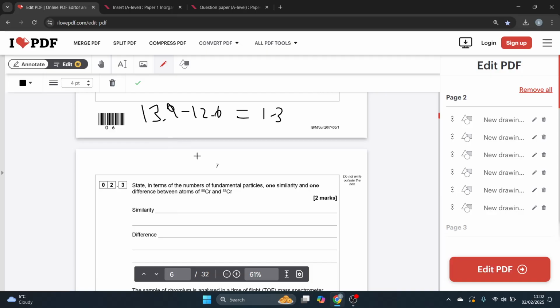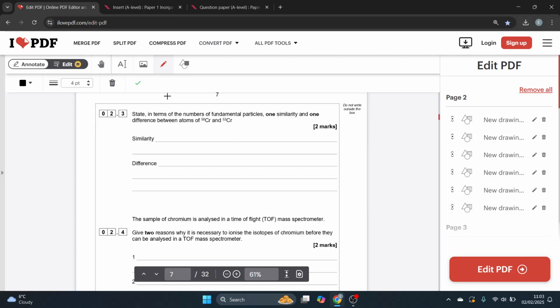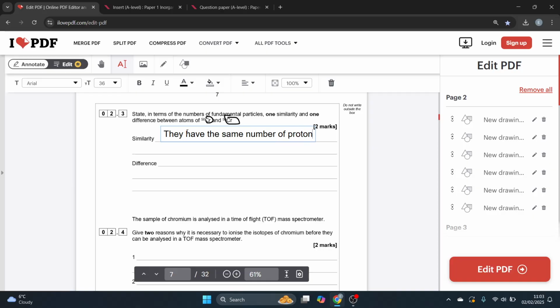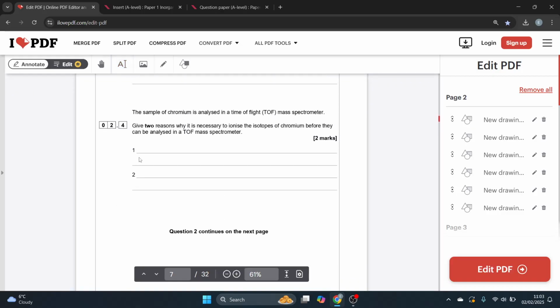State, in terms of number of fundamental particles, one similarity and one difference between atoms of 50Cr and 53Cr. Because they've both got these same things, I already know they're going to be isotopes, and if they told us it, I feel like most students would get this correct. So it's isotopes: they have the same number of protons, that's one similarity, and they have a different number of neutrons. That's it.